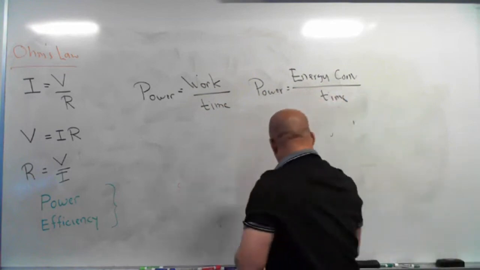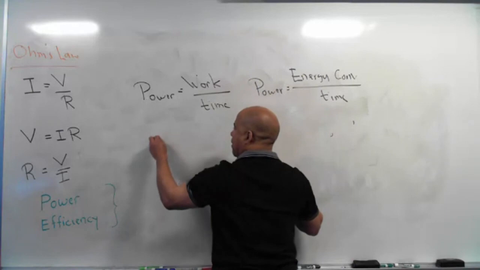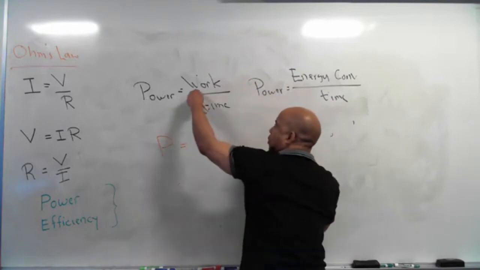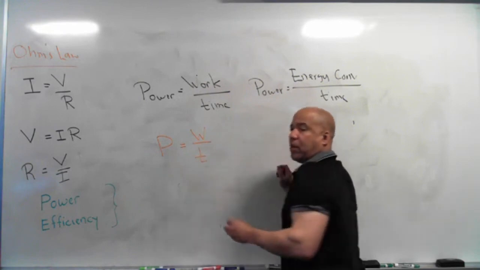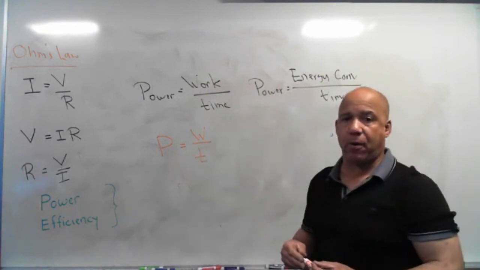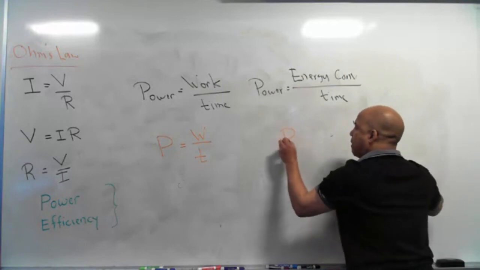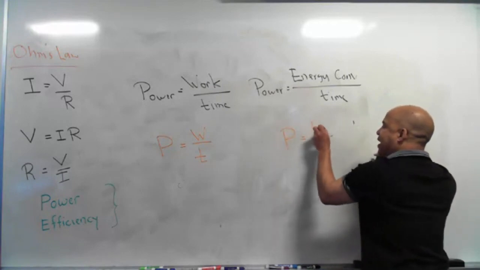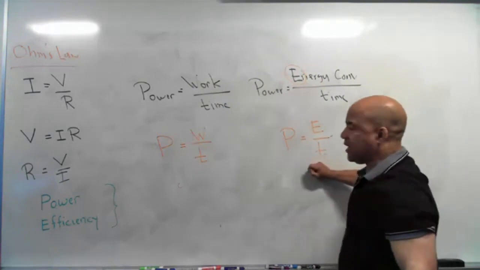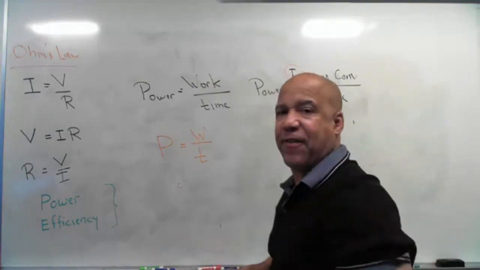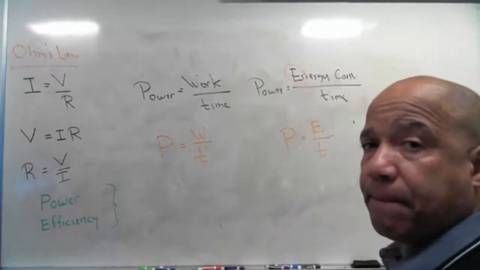If I abbreviate it, I can say power equals, for work, capital W per unit time. That would be the formula for the first way of thinking about power. And for this way, it'll be power equals E for energy per unit time. Notice I have the T in the denominator. Like I said, in physics, this is called a rate, or time rate of change. And that's what these are.